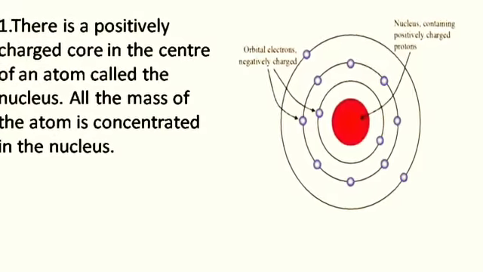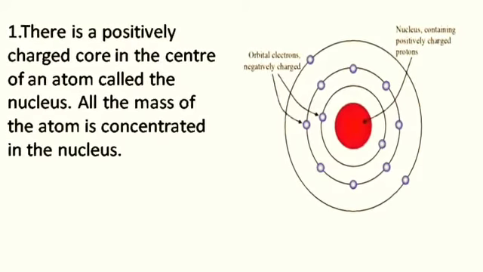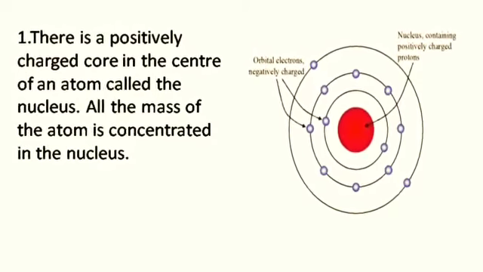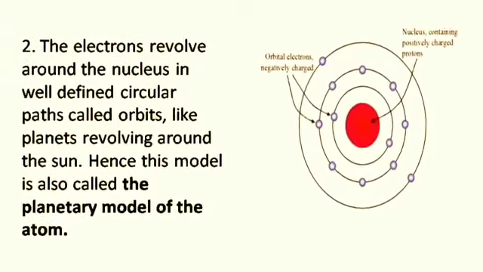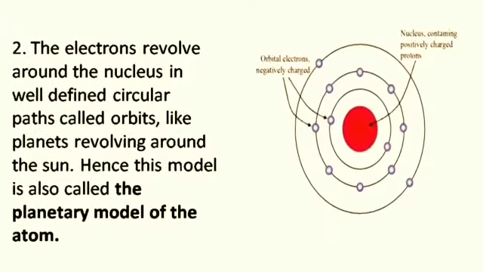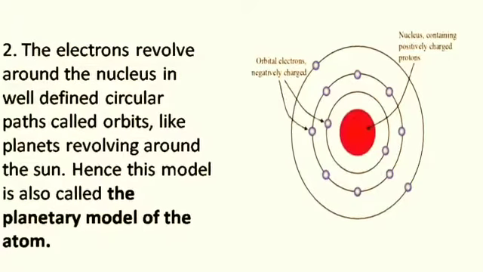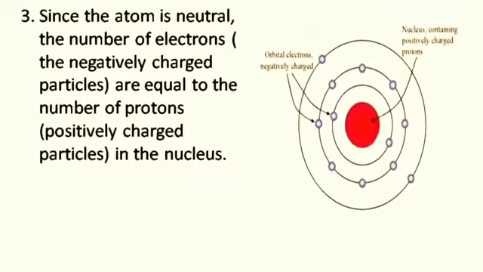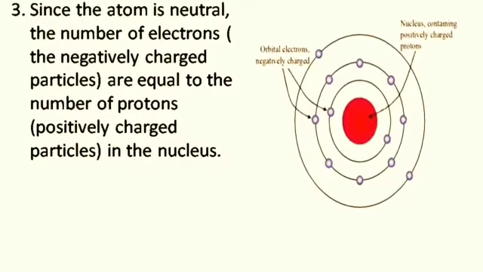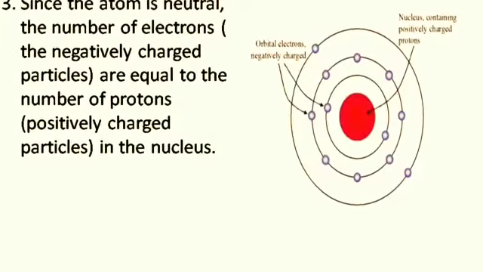All the mass of the atom is concentrated in this nucleus. Second point, the electrons revolve around the nucleus in well-defined circular paths called orbits, like planets revolving around the sun. The model is also called the planetary model of the atom. Since the atom is neutral, the number of electrons is equal to the number of protons in the nucleus.